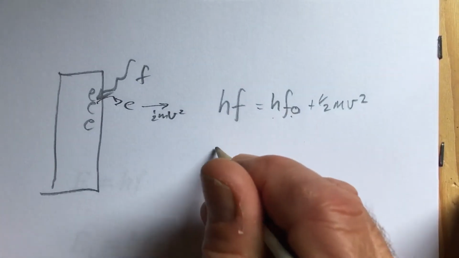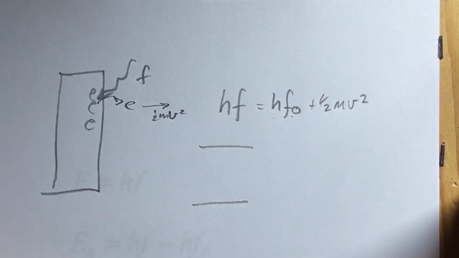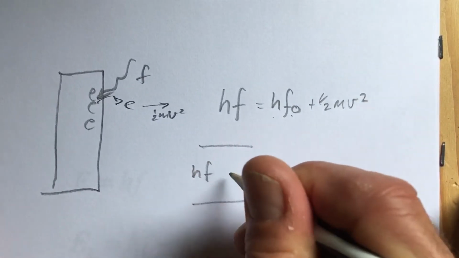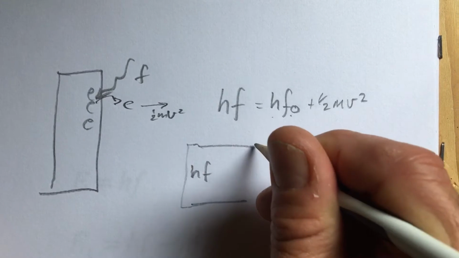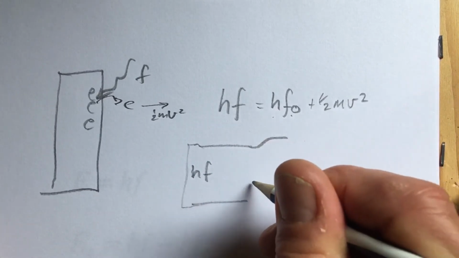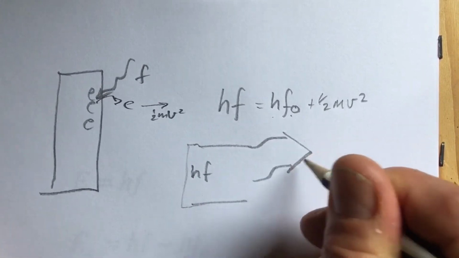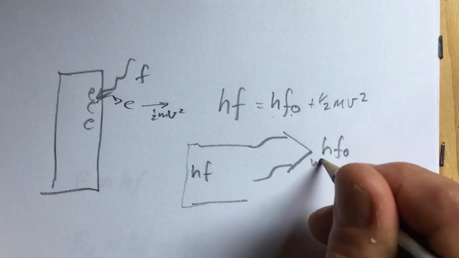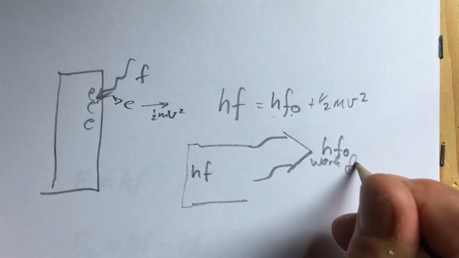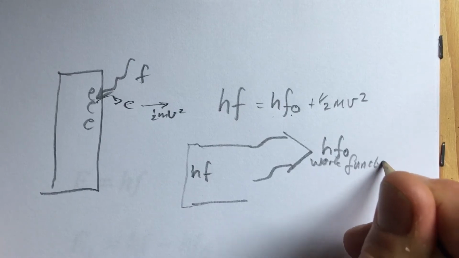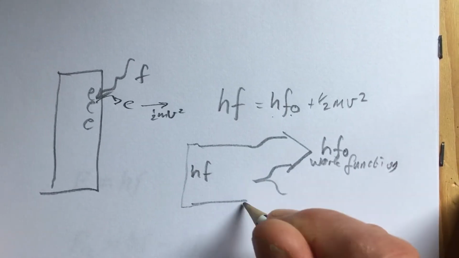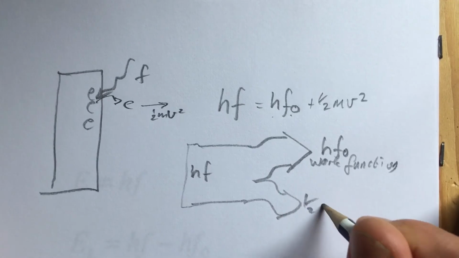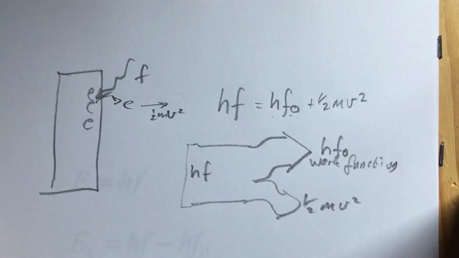So if we represent that as a sort of energy transfer diagram here, here's hf, that's the photon energy, and it does two things. Firstly, it releases the electron with the work function, and second thing is that it will give it some kinetic energy with anything that's left over.